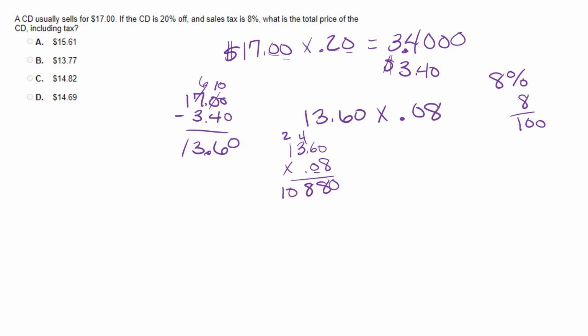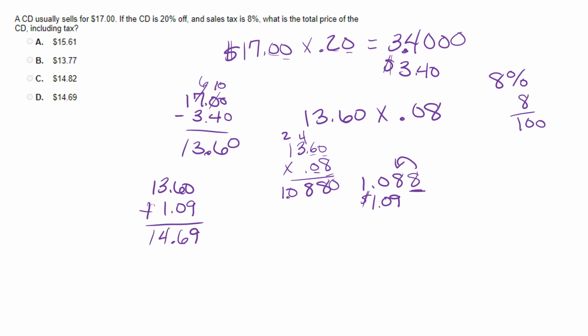So I look, I've got 1, 2, 3, 4 numbers after the decimal. So I'm going to have 4 numbers after the decimal in my answer. Because this is sales tax, it is money. So I look here, this 8 is big enough to round that 8 to a 9. So it's going to be $1.09 in sales tax. So $13.60 plus $1.09. So it would be $14.69 total.